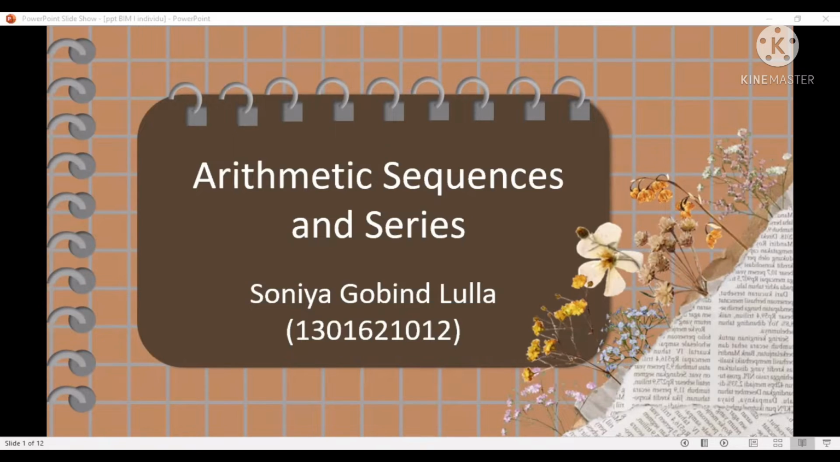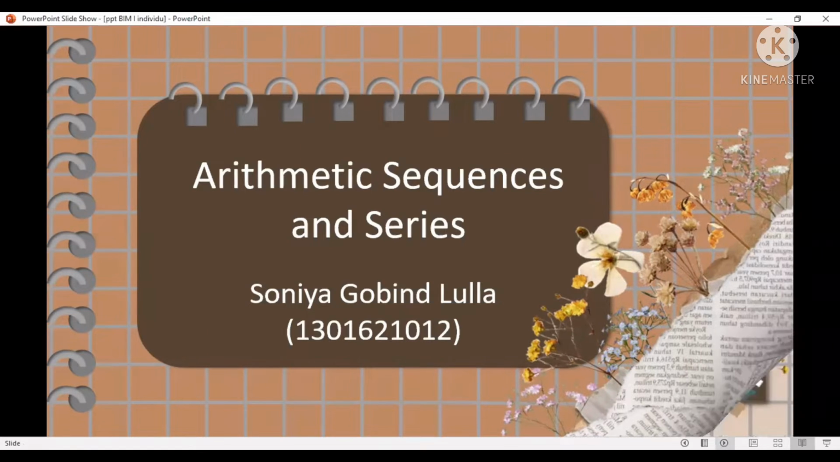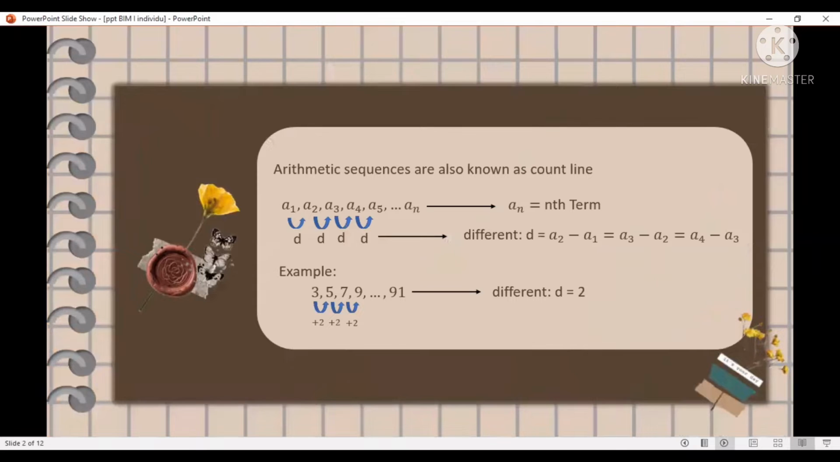I will explain arithmetic sequences and series. Arithmetic sequences are also known as a line of numbers. The general form is as follows. There is A1, A2, A3, A4, A5, until An, where A1 is the first term, A2 is the second term, A3 is the third term, up to the nth term.